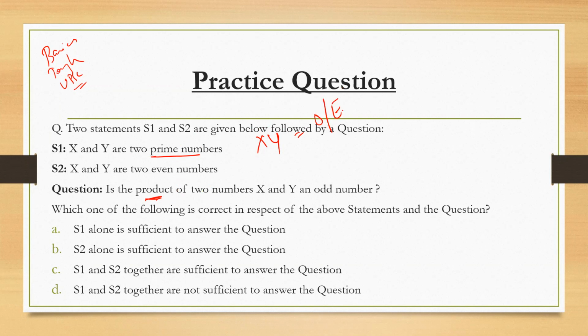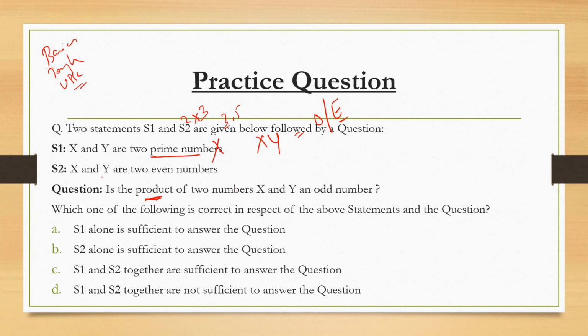The reason is, if one of the prime numbers is 2, and the other prime number is 3, then 2 into 3 is 6, which is an even number. If the prime numbers are 3 and 5, it is odd. So here the product xy, you are getting either odd or even. You are not getting a definite answer to this question. Therefore, S1 alone is not sufficient to answer your question.